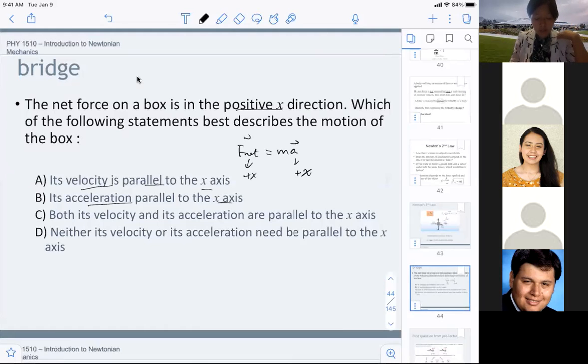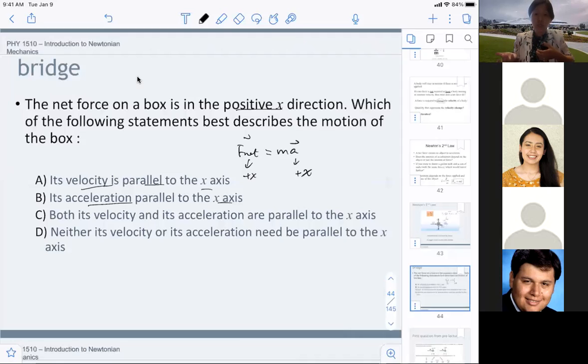As far as whether the velocity is in the x direction or not, this is similar to a question we did in the last class. You're not really concerned about the entire picture. You're only looking at the snapshot of that instant. The net force is in this direction, so all I know is that the acceleration is in that direction. We have no information about the velocity.